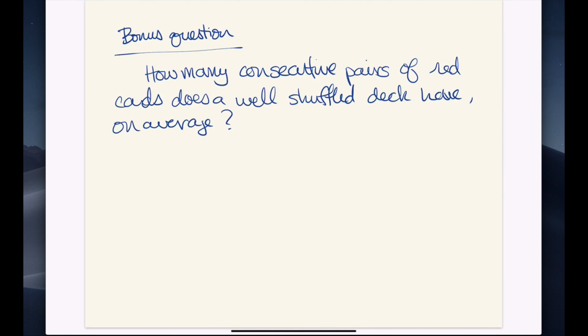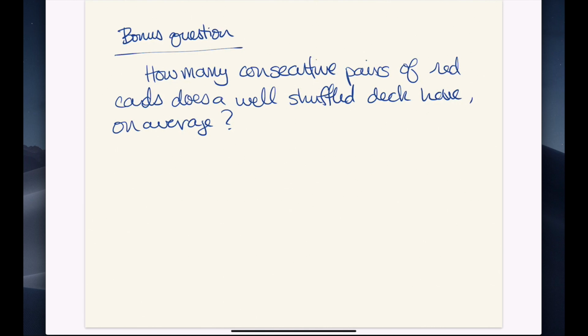So here's an extra question that isn't on the sheet. It was from the summer prep worksheet. So the question is, how many consecutive pairs of red cards does a well-shuffled deck have on average? The idea of this problem is to illustrate how the linearity of expectation actually does have some surprising consequences.